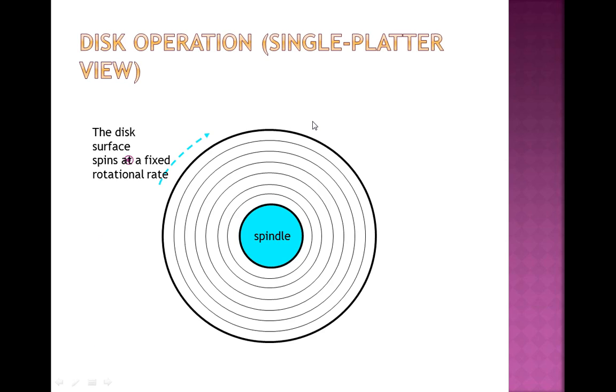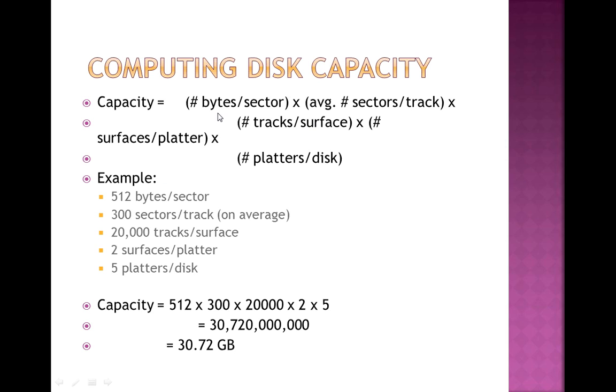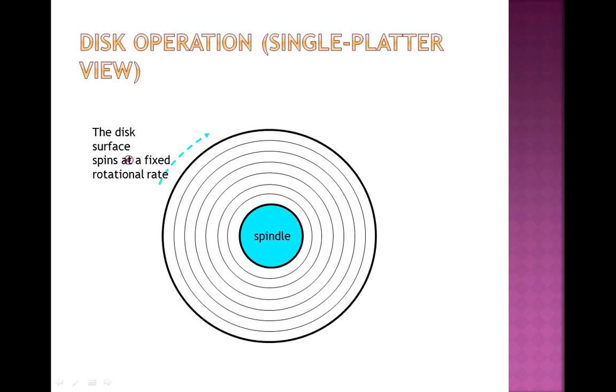This is computing disk capacity. Capacity is the number of bytes per sector multiplied by the average number of sectors per track, multiplied by the number of tracks per surface, multiplied by the number of surfaces per platter, multiplied by the number of platters. This is an example; these are the capacities.